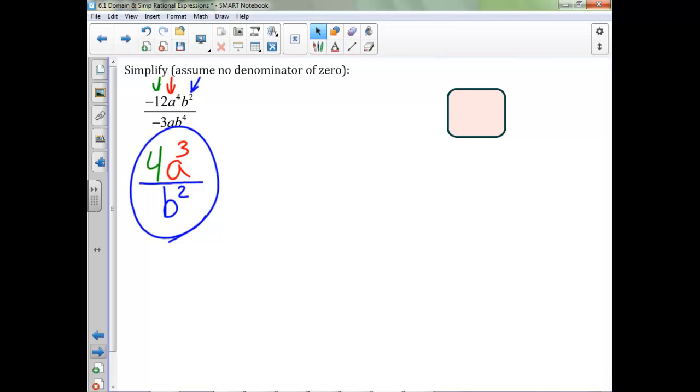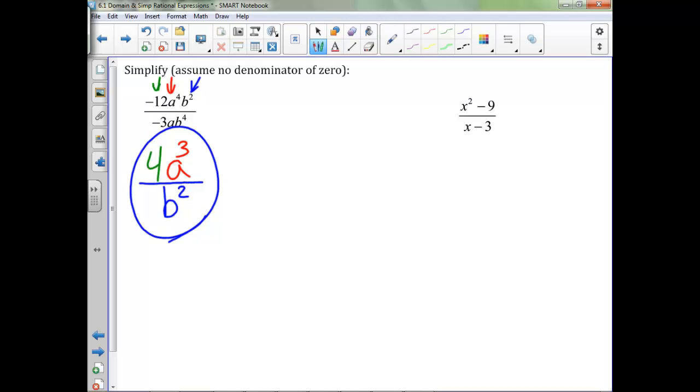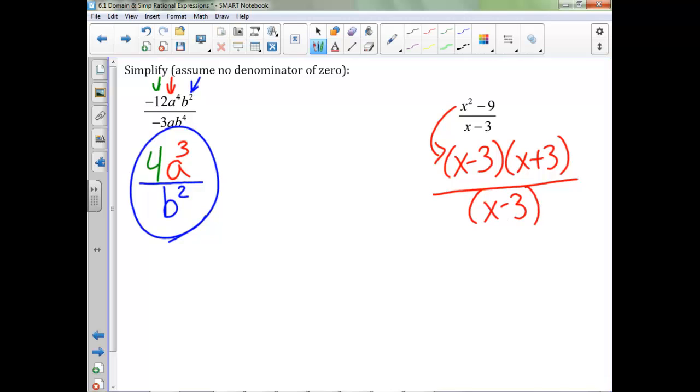Notice we could cancel things that were getting multiplied. We have to use that same idea here. Notice we can't just cancel the x's or that 9 with the 3 because they're not getting multiplied. So the key thing is you want to break everything up that can be factored into its factored form first. So this numerator is a difference of squares. Now notice there's an entire factor of x minus 3, so we can divide that from both. And notice we are left with just x plus 3. So as long as it's a whole grouping or a whole factor, we can divide it out.